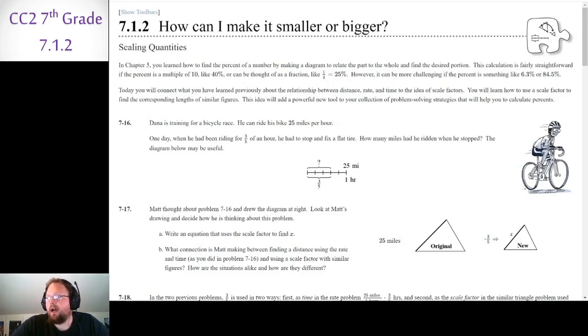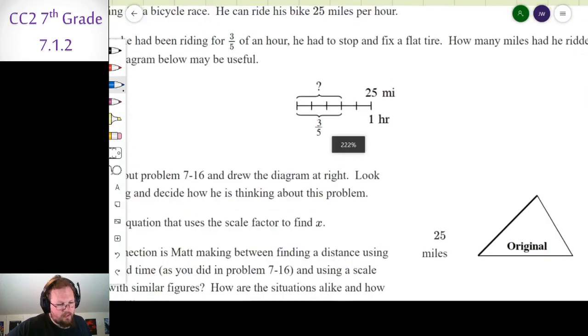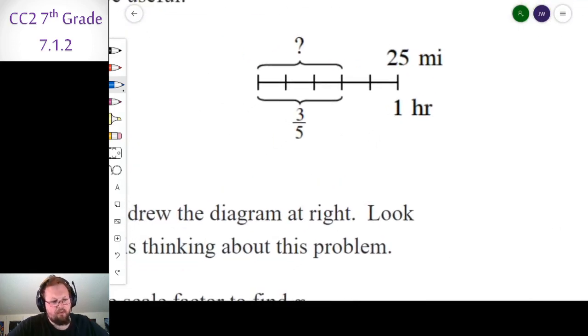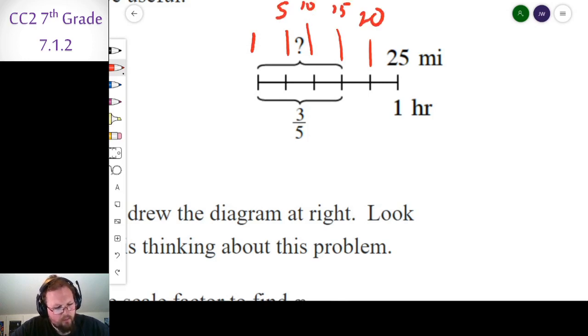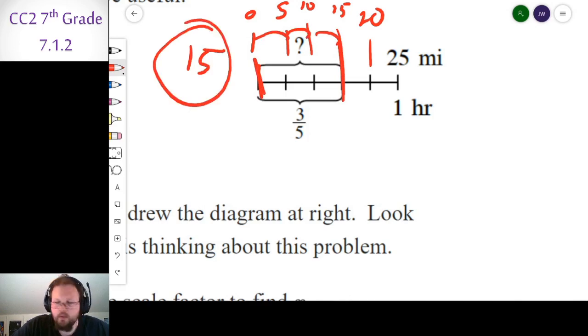So one way to look at this is to think, okay, if you wanted to find the missing piece, you could do this by breaking this up into 5 sections. Because it's out of 5, you could think of this as 1, 2, 3, 4, 5 sections. And each of these is 5, 10, 15, 20, 25. So 3 out of 5 is going to be 5, 10, 15 miles. So you can do this because the numbers are nice and easy to break up. It's 3/5, and so it's just 25 divided by 5.